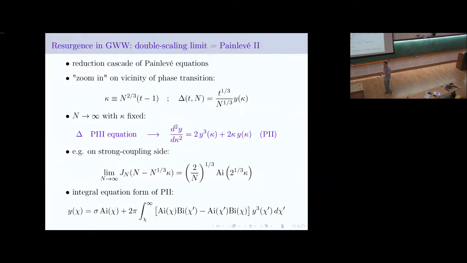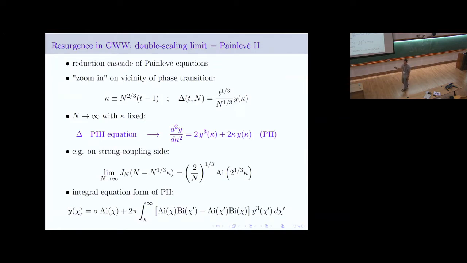This is also well known in the random matrix literature. It's a way of looking really close to the transition point. So you rewrite your function: you take the deviation from the transition point, so you take 1 minus t, or t minus 1, depending on which side. And it turns out there's a clever rescaling of N to the 2/3, which becomes obvious if you just look at the equation a little bit. And you rescale the function, so delta is this new function y, which is a function of kappa, this rescaled deviation from the transition point.